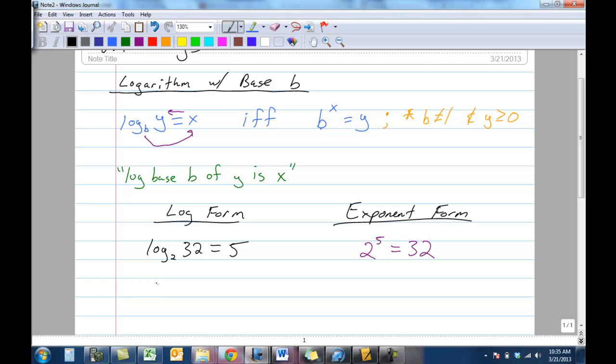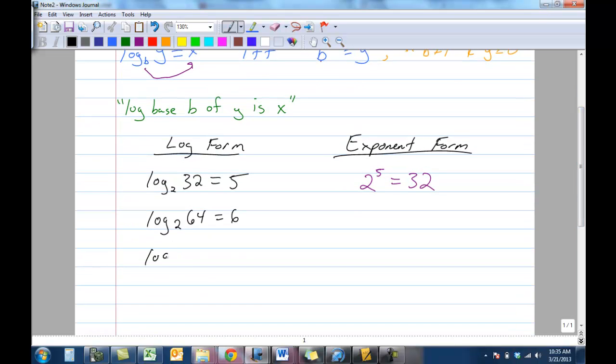All right, so try these two as well by yourself. Log base 2 of 64 is equal to 6. Let's do log base 5 of 1 is equal to 0. And if you're good at those two, let's see if you can go backwards here. 3 to the 4th is equal to 81. So if you need to press pause, give these a shot, and then come on back and check your answers. Go ahead and do that.